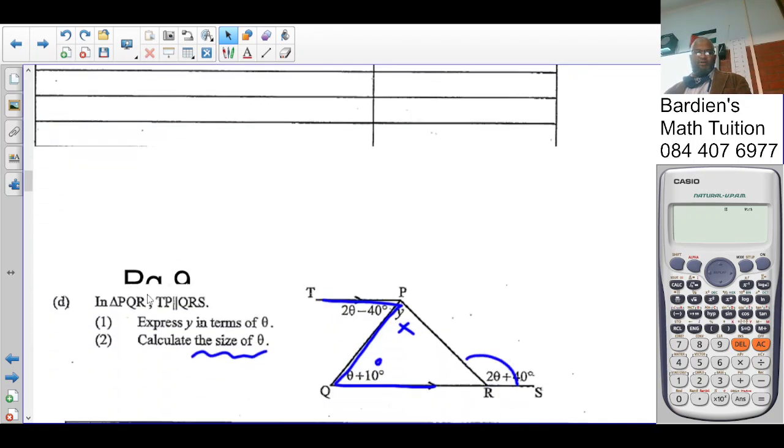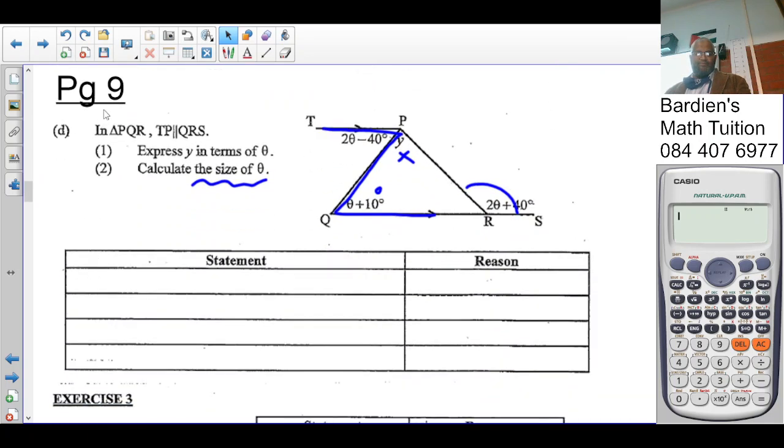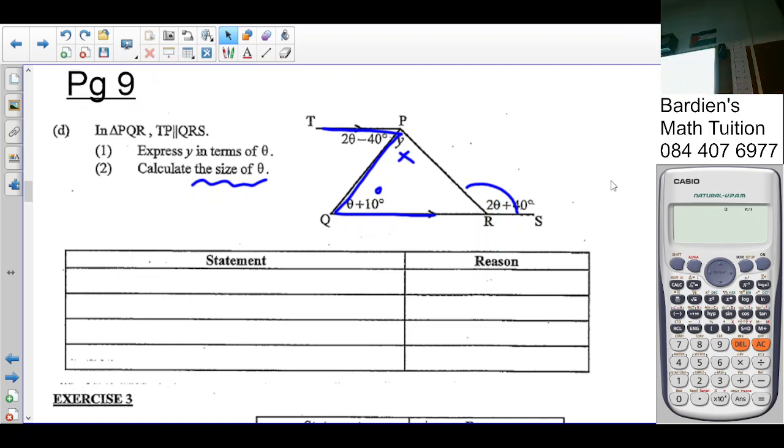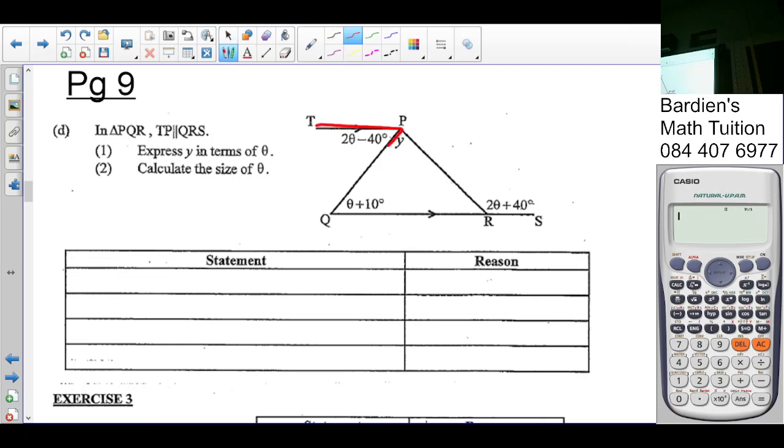So we are now busy with D. So we are told that in triangle PQR, TP is parallel to QRS. Okay, so if lines are parallel, we know many things. We can use alternate angles are equal. We could use co-interior angles. Did I ask you to express Y in terms of theta? So I must set up an equation dealing with Y and theta, and then make Y the subject of the formula. So the equation that I can set up is that the exterior angle is equal to the sum of the two interior opposite angles. Okay. So let's do that.